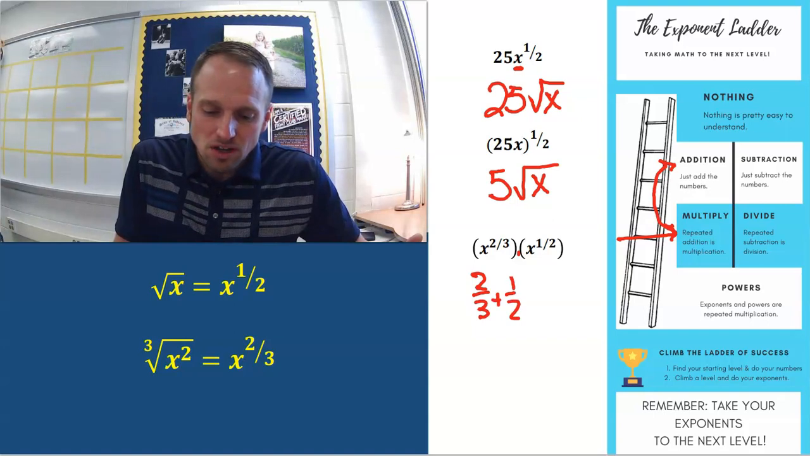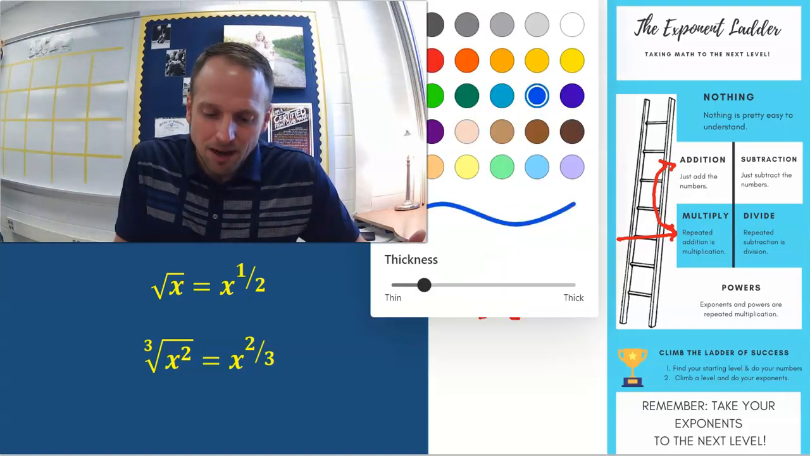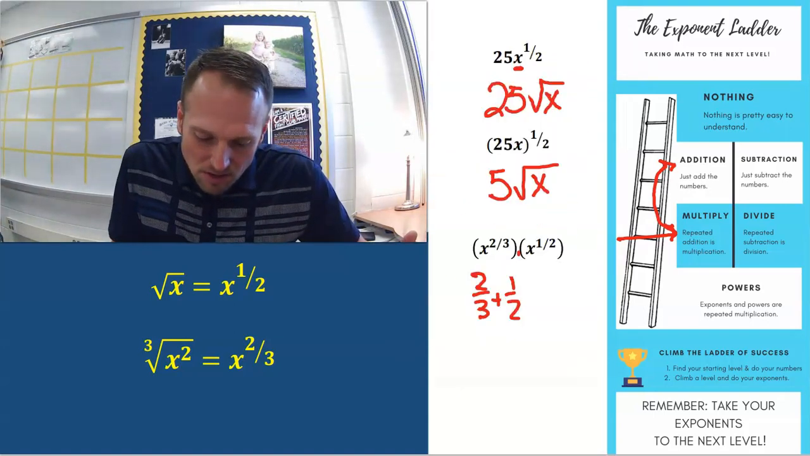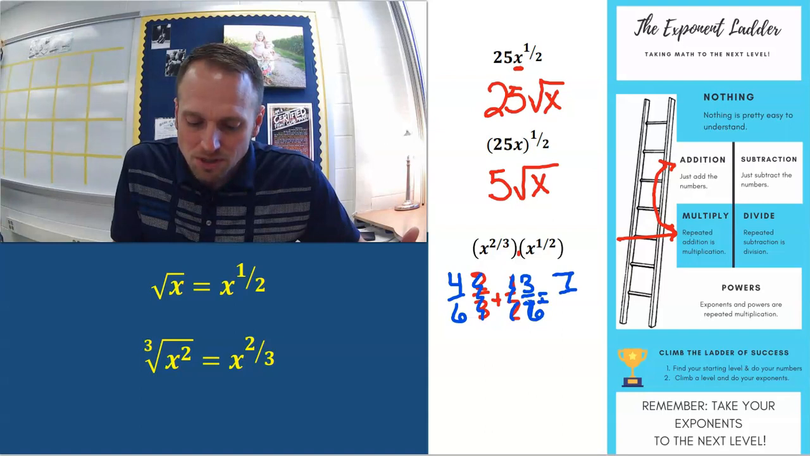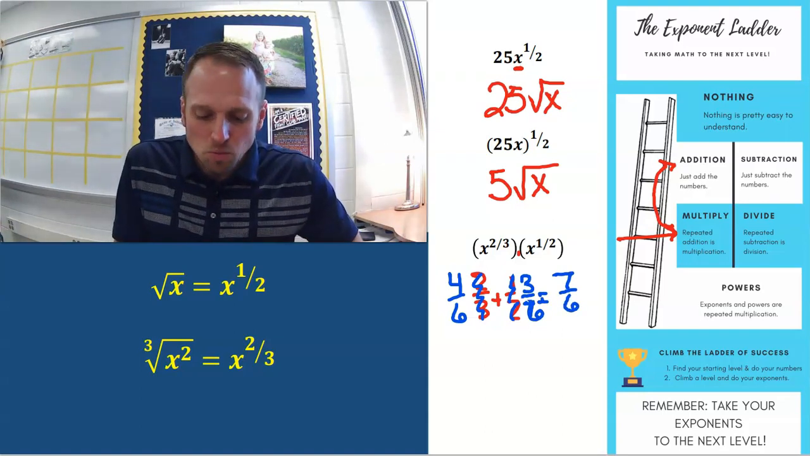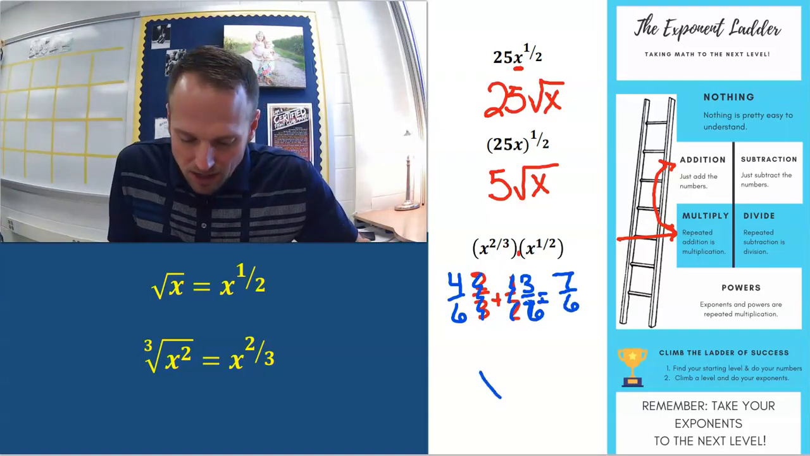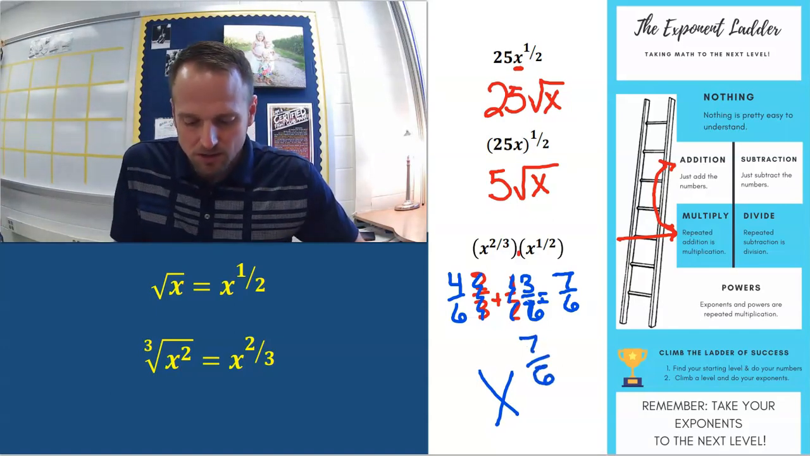And because we need a common denominator, multiplying this one by 2 gives 4/6, and multiplying this one by 3 gives 3/6. So when we add them together, the answer is 7/6. So back to this problem, all we have to do is add the exponents. This is just going to be x to the 7/6 power.